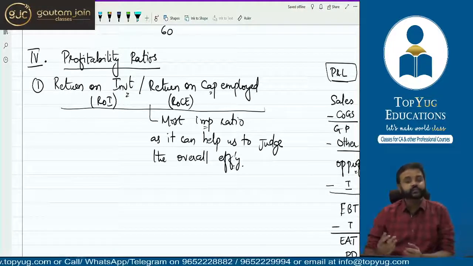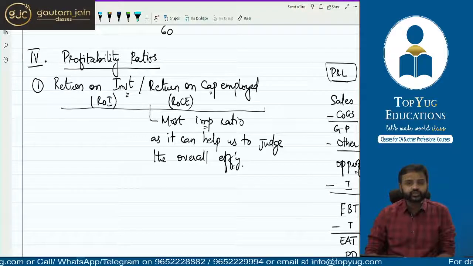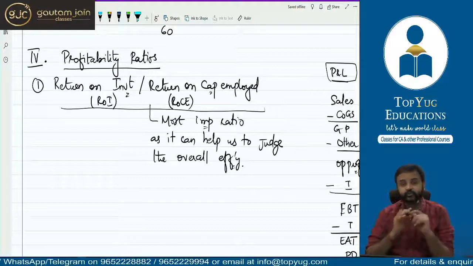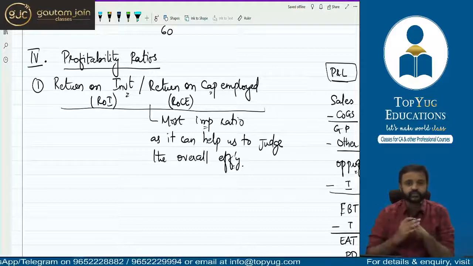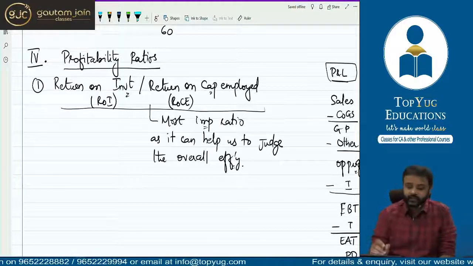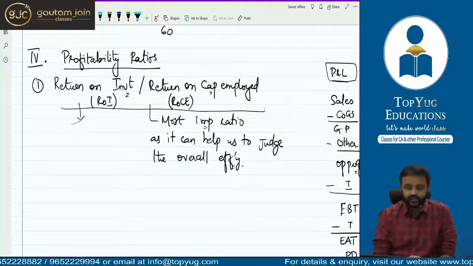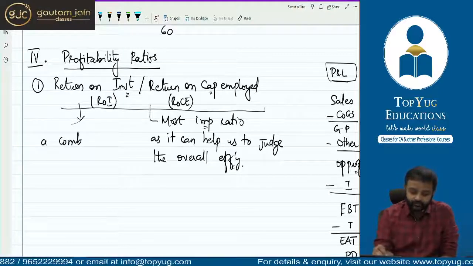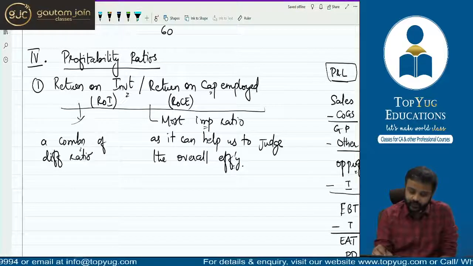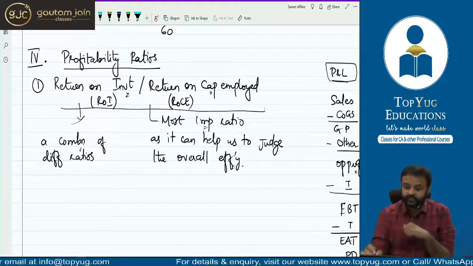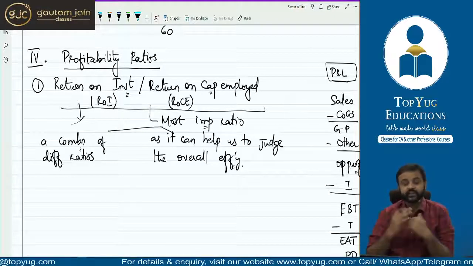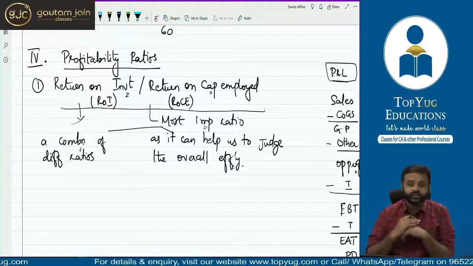And one more thing I would like to tell you here, this particular ratio is actually a combination of various ratios, and we will prove that by way of the DuPont chart, which is there in your book. We'll discuss that sometime later. But what I'm trying to say is, this particular ROI, this return on investment, ROCE, is a combination of multiple ratios. That is why also this is very important. So it is the most important ratio because of these two reasons. One, it's a combination of different ratios. Second, as I said, it helps us to judge the overall efficiency of the organization.